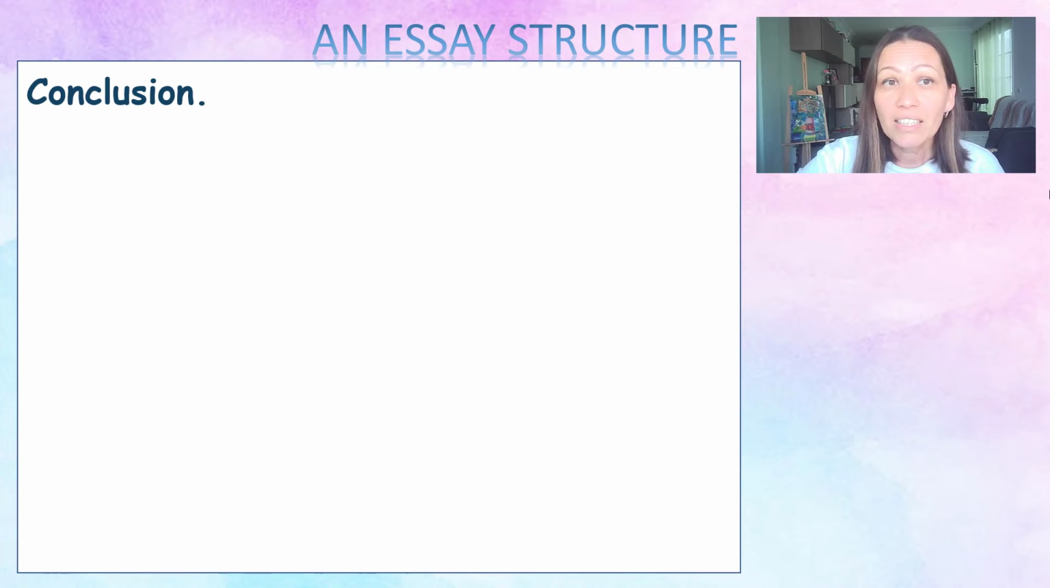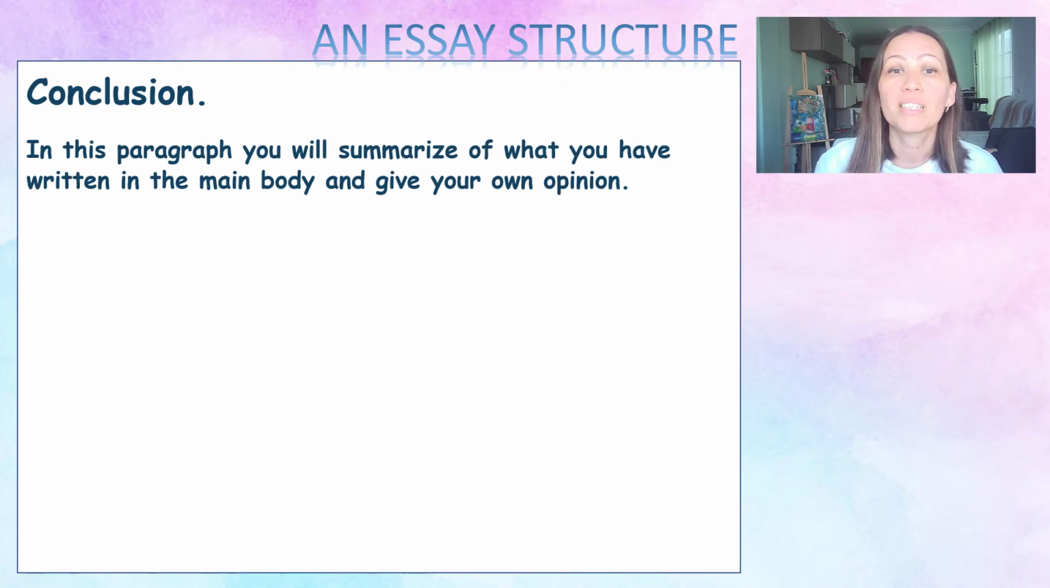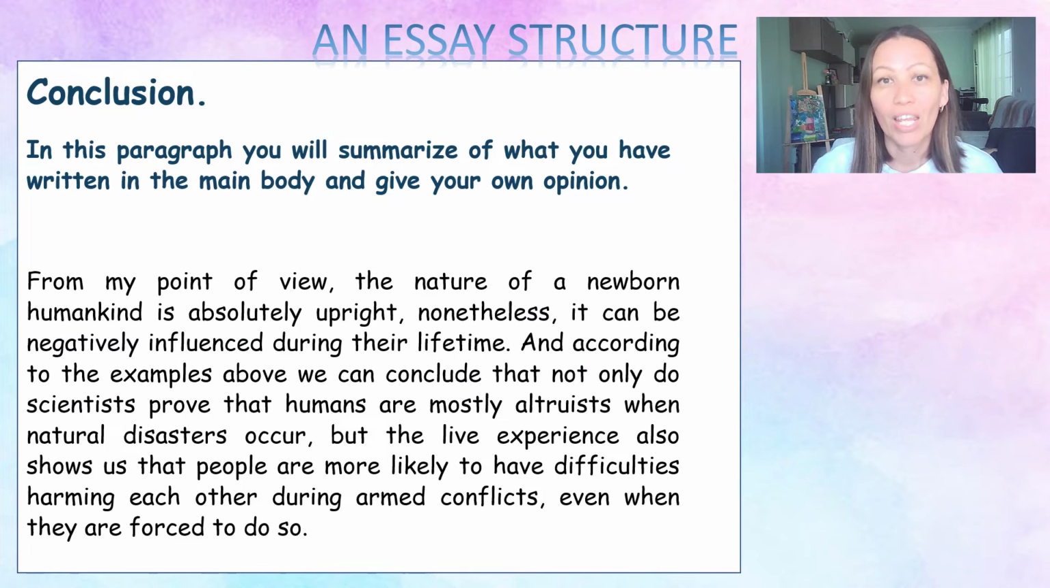And the last part of our essay is the conclusion. This is a paragraph where we will summarize what we have said before, what we have written in the main body, and here we will give our own opinion. For example, from my point of view, the nature of a newborn humankind is absolutely upright. Nonetheless, it can be negatively influenced during their lifetime.